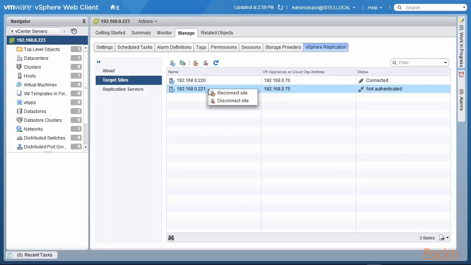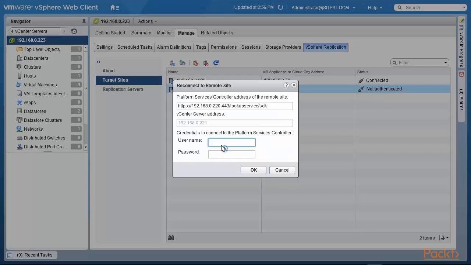I right click on that. I click on reconnect. And then it asks me to key in the credentials to connect to the platform services controller for branch 2. Remember, the platform services controller for branch 2 is at 220, which is the main vCenter at headquarters. So the vCenter server address is 221, which is the branch 2 vCenter, but it is in the same SSO domain as the 220 server. So that's where the platform services controller is shared, but the vCenter server address is that of branch 2.